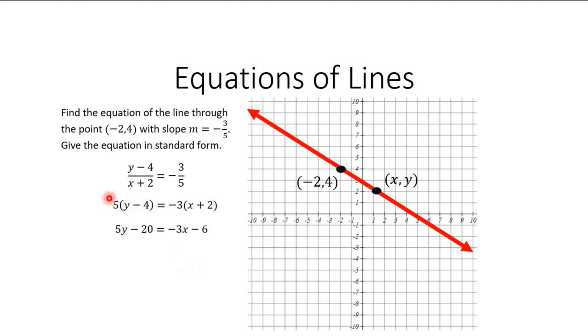When I distribute, 5 times y, I get 5y. 5 times negative 4 is negative 20. Negative 3 times x is negative 3x. Negative 3 times 2 is negative 6.